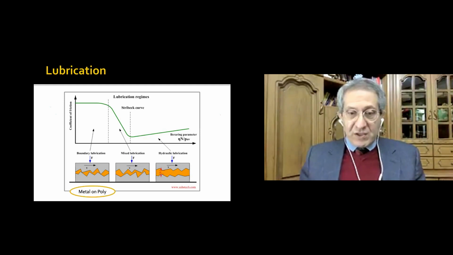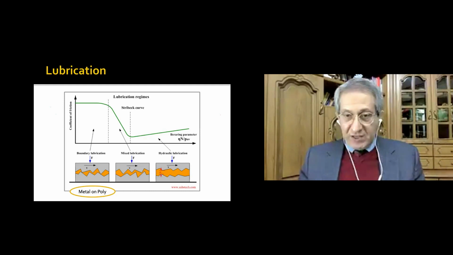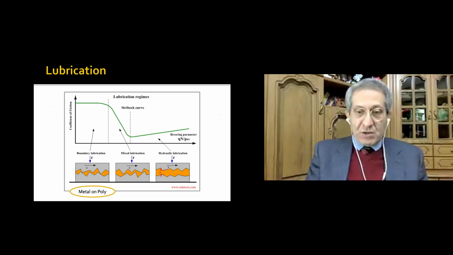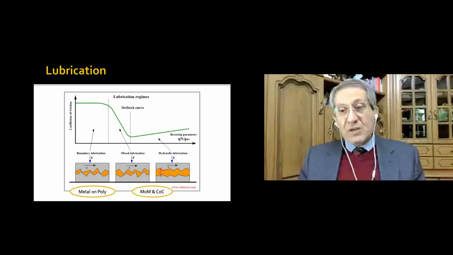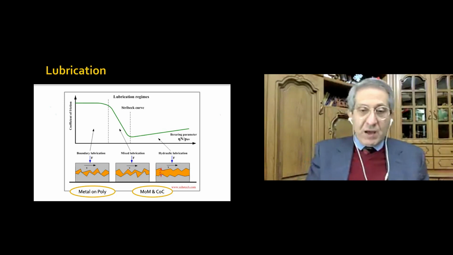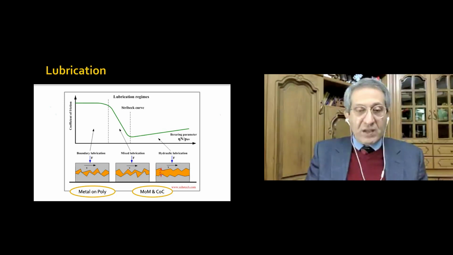Because of the surface roughness of polyethylene, hard on soft articulations like metal on poly can only have boundary lubrication. Hard on hard articulations, on the other hand, experience mixed and fluid film hydrodynamic lubrication.